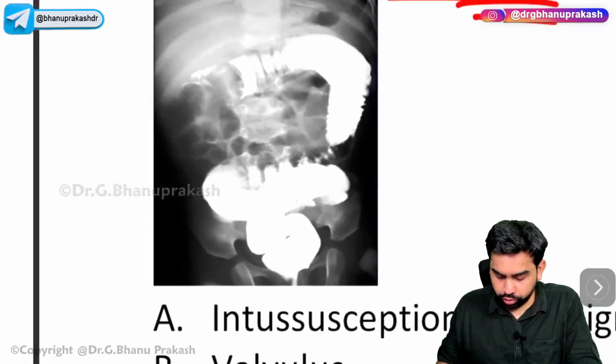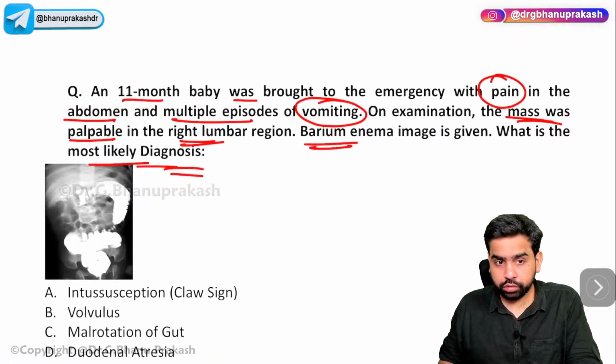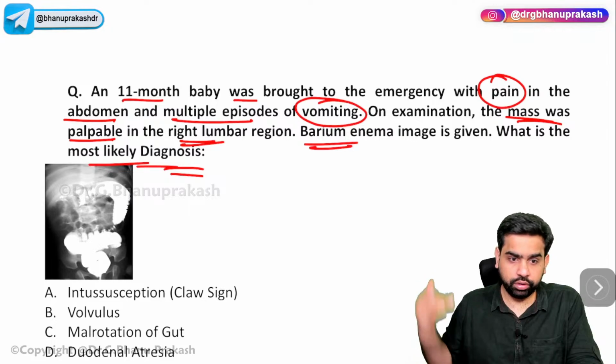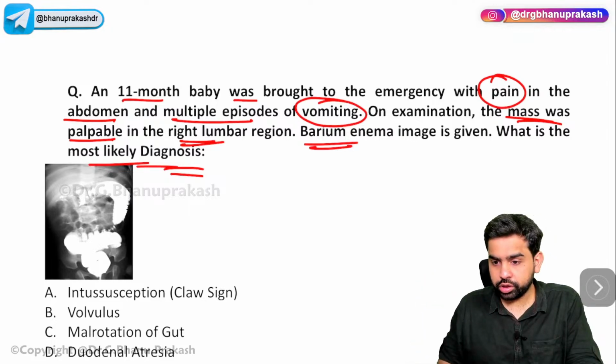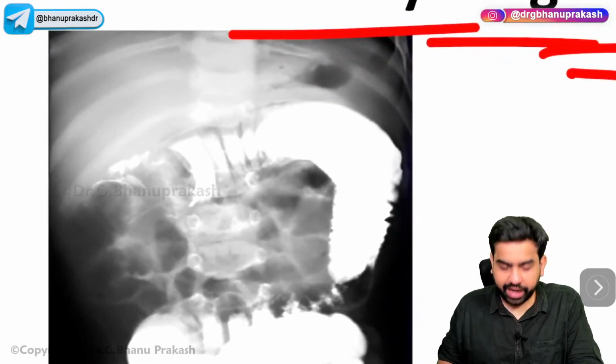Okay, so here what you're basically seeing is a barium enema image in this particular patient. So what is the diagnosis of this patient? Is it intussusception, volvulus, malrotation of the gut, or duodenal atresia? What is the diagnosis over here? Okay, so can you please help me with this? The diagnosis over here is definitely an intussusception. What you're basically seeing over here is a characteristic claw sign.